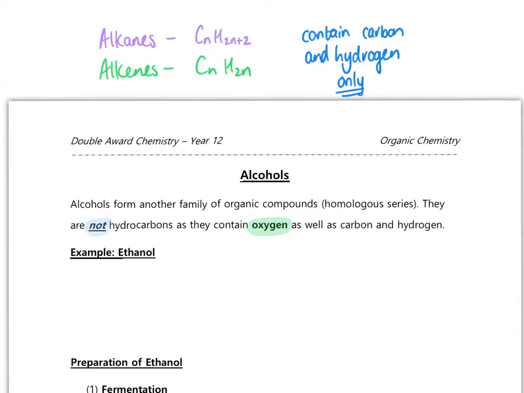So what can I tell from its name? Well, first of all, the start of the name tells me how many carbons there are in it. So eth, how many carbons is that? That's 2. So let's draw 2 carbons in a chain. And then we've got anol. Anol tells us which family it's part of. It tells us it's part of the alcohol family. So eth tells us there's 2 carbons. Anol tells us that it's an alcohol.